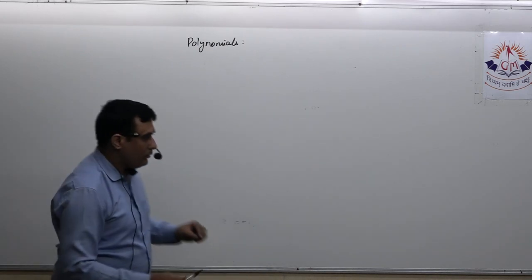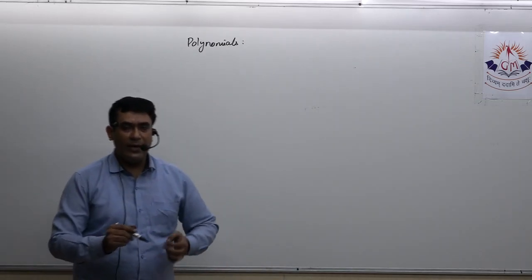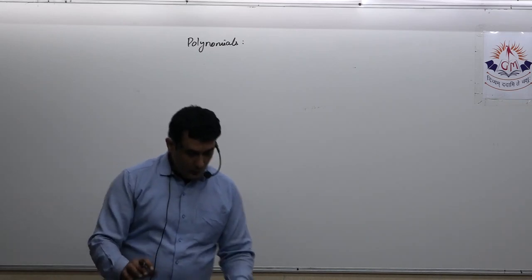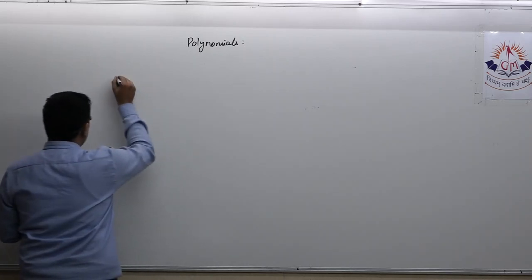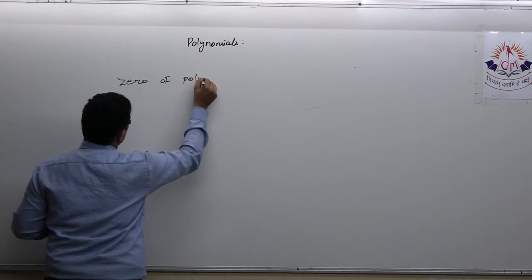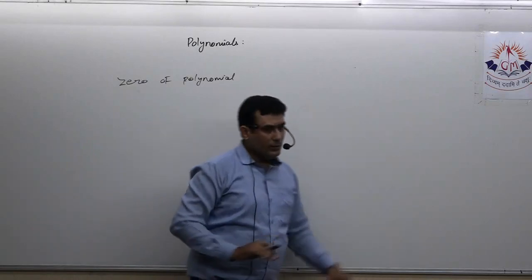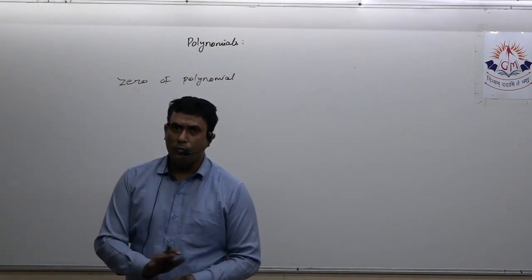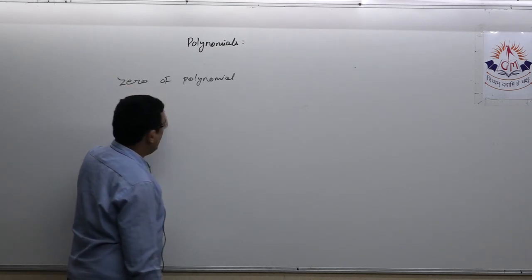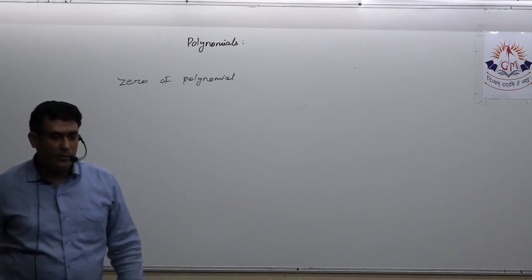Now one more type of question can be asked on this concept, where you have to verify whether the given value of the variable is a zero of the polynomial, which is based on the next concept, zero of polynomial. This is one of the important concepts. The zero of the polynomial, or the root of the polynomial, are the same thing. Zero of the polynomial means the value of the variable for which the polynomial becomes zero.